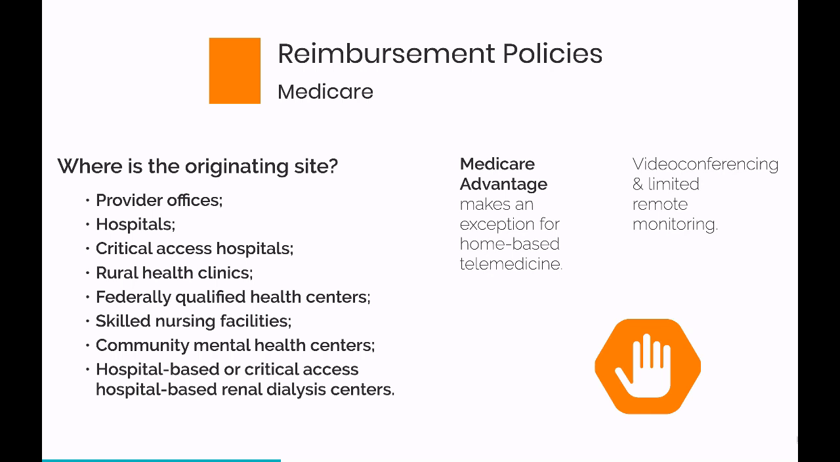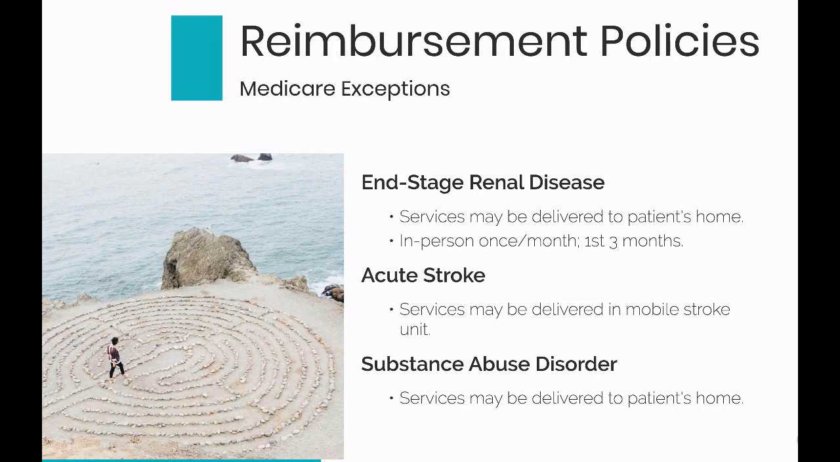In 2019, exceptions were enacted to remove geographic restrictions for the treatment of end-stage renal disease and the treatment of acute stroke, including a mobile stroke unit, and for the treatment of substance use disorder. The exceptions for what are reimbursable and what is not can be confusing, so it's always best to consult the appropriate payer when in doubt. As stated on the prior slide, for end-stage renal disease services, renal dialysis facilities and the home now qualify as eligible originating sites. If the site is the home, an in-person visit is required once a month for the first 3 months and once every 3 months thereafter.